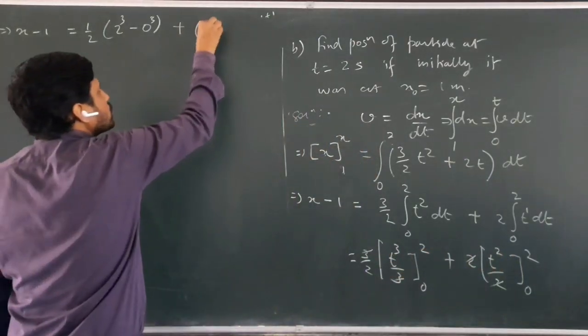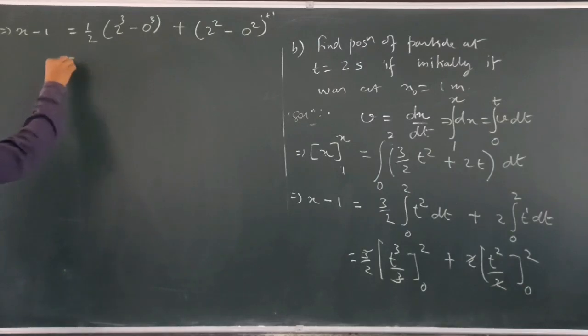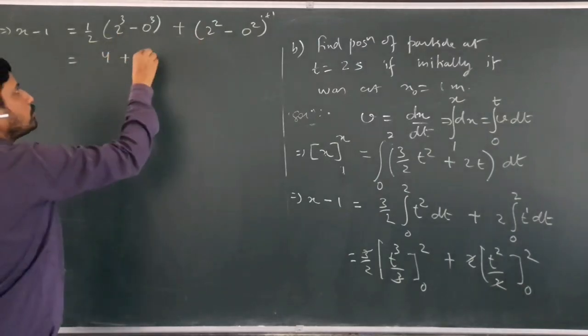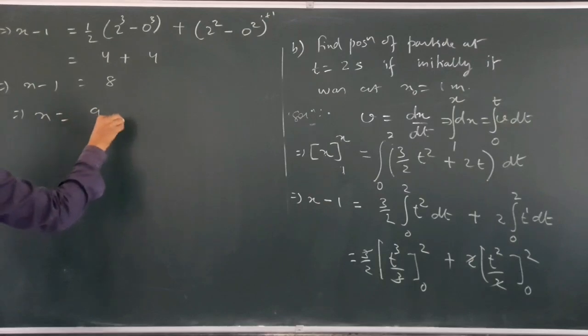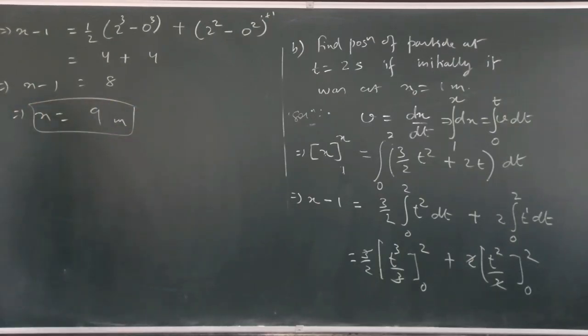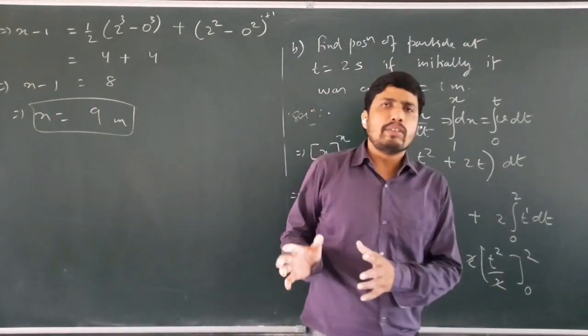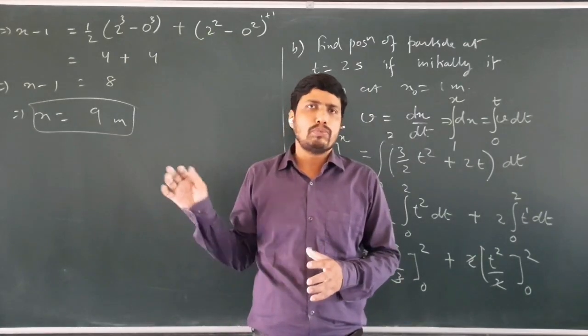So first 2 square, then 0 square, then we shall subtract. So this is equal to half into 8, that is 4, and this is 4, that is 8. X minus 1 is 8, so x is 9 meters, because we have discussed that we are using the SI system. So I just wanted to invoke the concept of integration for solving a very simple problem in physics.